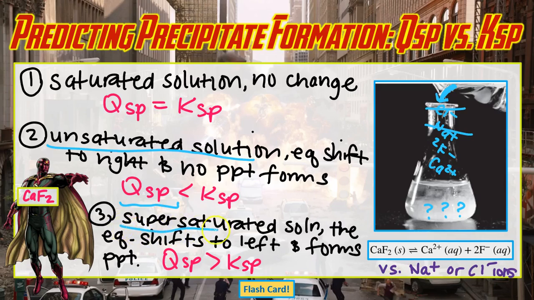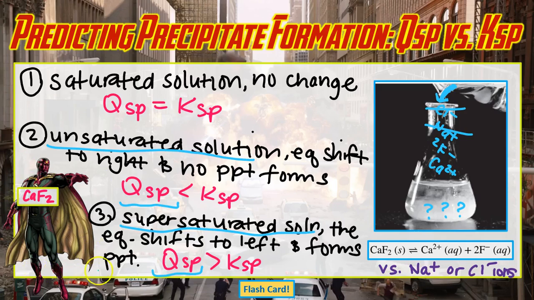And finally, you can have a supersaturated solution, which means that the equilibrium is going to shift to the left. And if I'm shifting to the left, I'm producing mostly solids, and so you're going to be forming a lot more precipitate. Therefore, your Qsp value is usually going to be greater than your Ksp value when you see this type of excess precipitation form. And of course, these shifts are going to occur until it goes back to equilibrium and becomes saturated again.